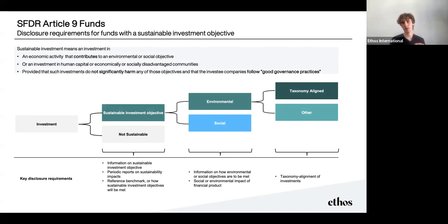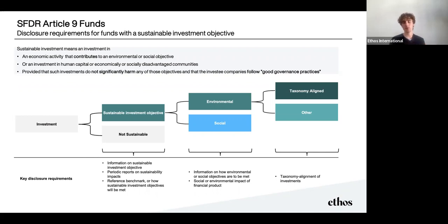environmental objective? When you have an Article 9 fund, you can be transparent about the fact that a portion of your fund is not sustainable, so it does not classify as a sustainable investment as part of the fund.